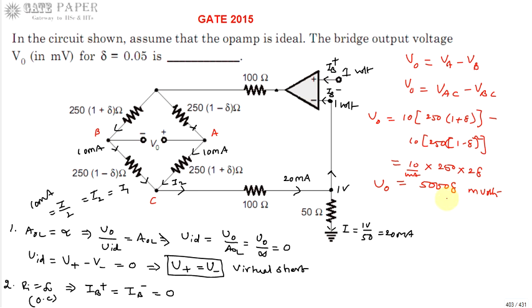V0 is equal to 5000 delta, and delta is given as 0.05. So 5000 into 0.05, where 0.05 is 1 by 20, gives 5000 divided by 20, which is 250. So V0 is equal to 250 millivolts. The output voltage for the given diagram is 250 millivolts. This is the right answer. Thank you.